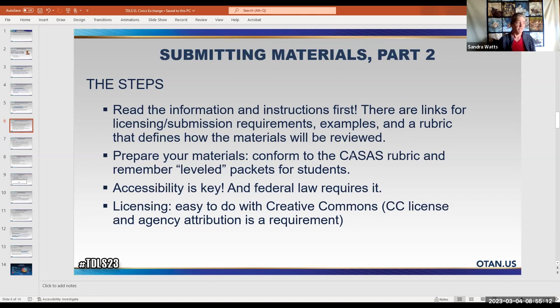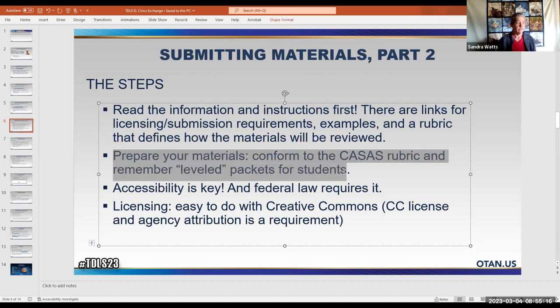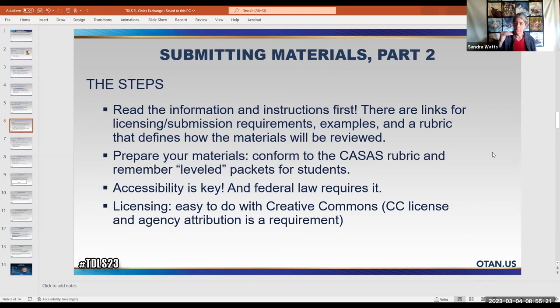So, prepare your materials, obviously. Look at that CASAS rubric and remember the leveling, because there are five different levels, right? Beginning low, beginning high, intermediate low, intermediate high, and advanced. So if you're submitting student materials, obviously they need to be leveled for that level, VSL.